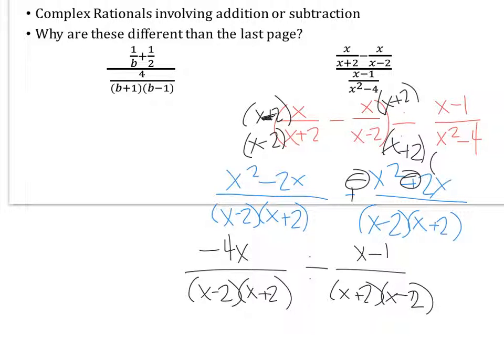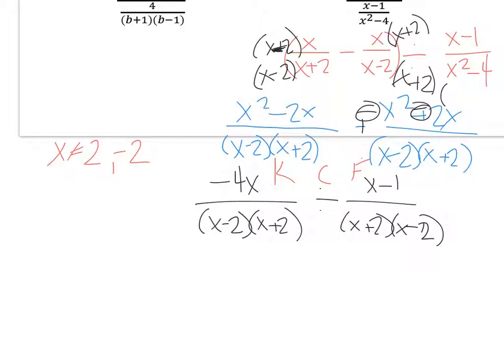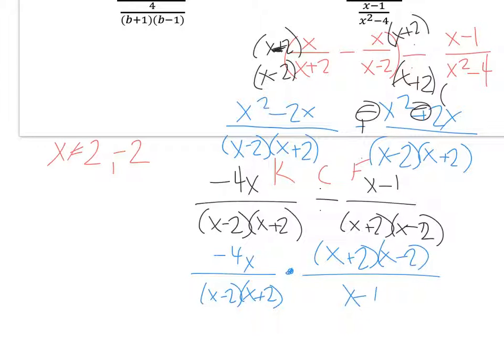So I'm going to take care of my domain. I have x cannot equal positive 2 or negative 2. That's for both of them. So we're going to keep, change, flip. So I have negative 4x all over x minus 2, x plus 2. I'm going to multiply to it x plus 2, x minus 2, all over x minus 1. Now that I flip this and I have a new denominator, x minus 1, I'm going to add to my domain that x can also not be 1.